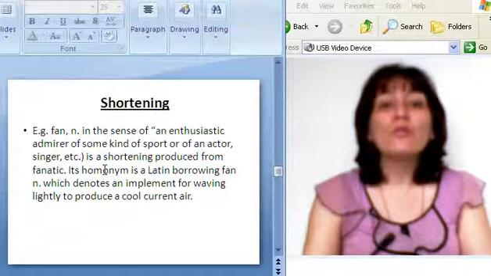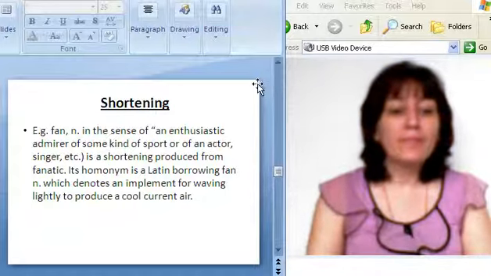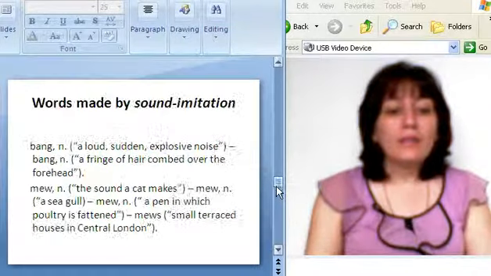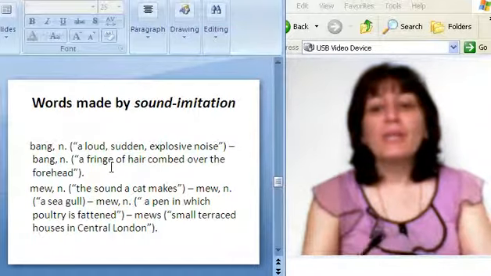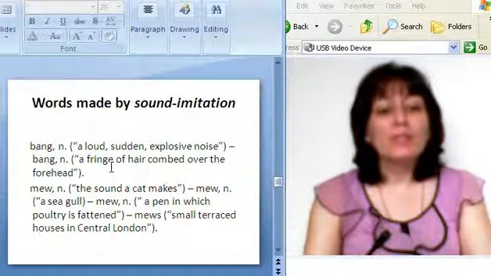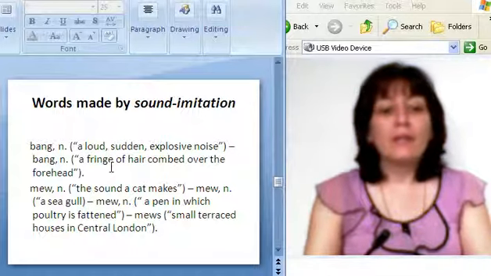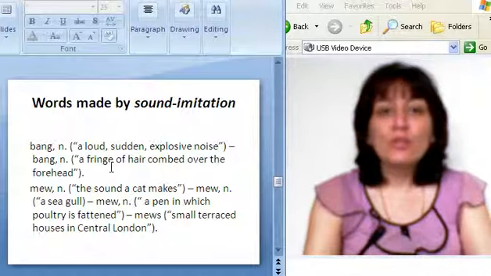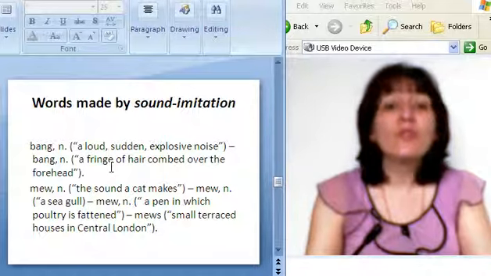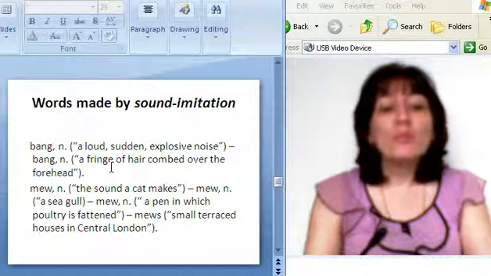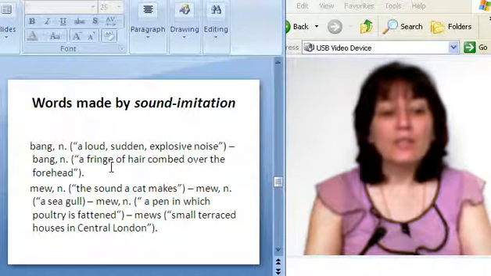And finally, words made by sound imitation. So bang, a loud, sudden, explosive noise, and bang as a fringe of hair combed over the forehead. So mew, the sound a cat makes, yes, and mew as a seagull, yes, and mews, small terraced houses in central London.